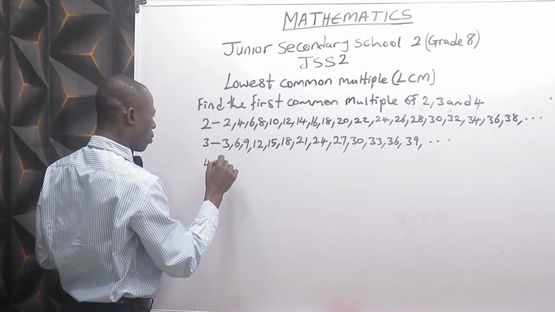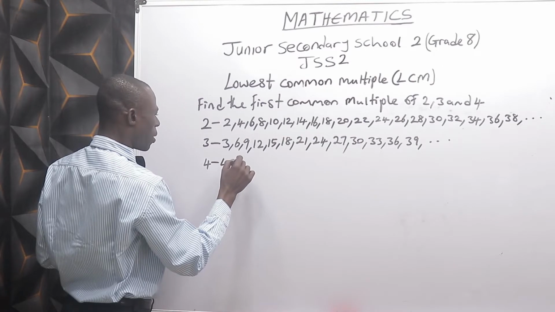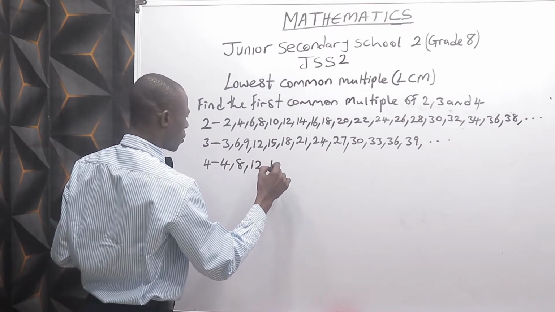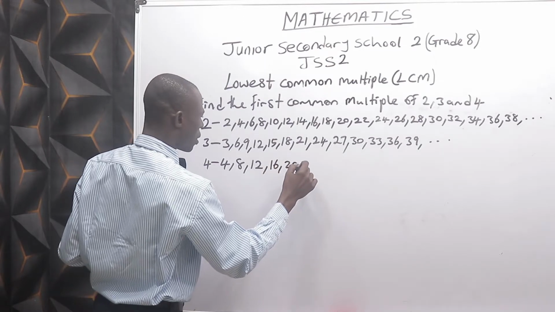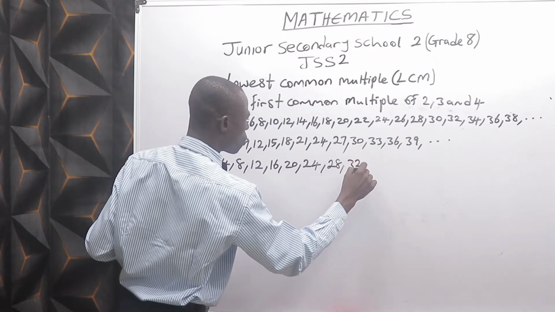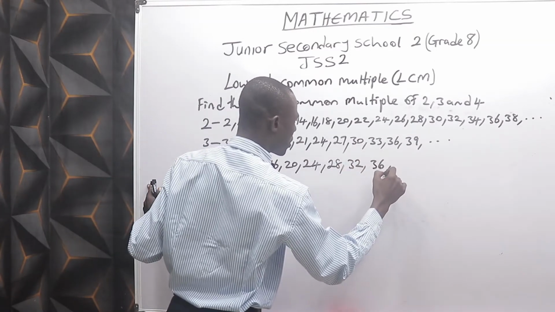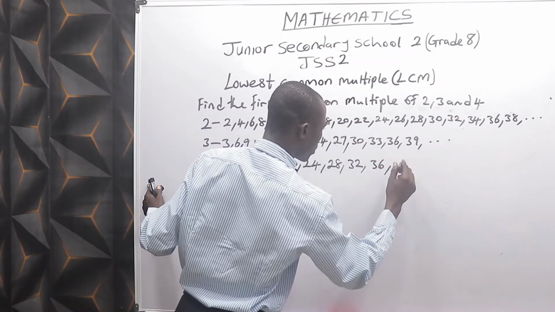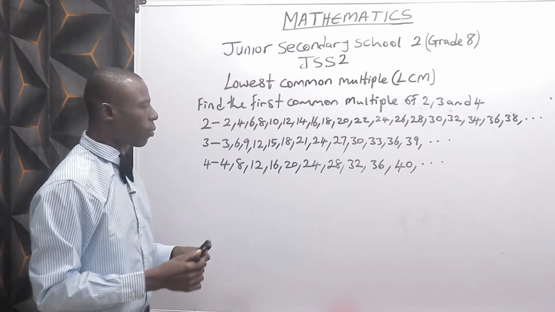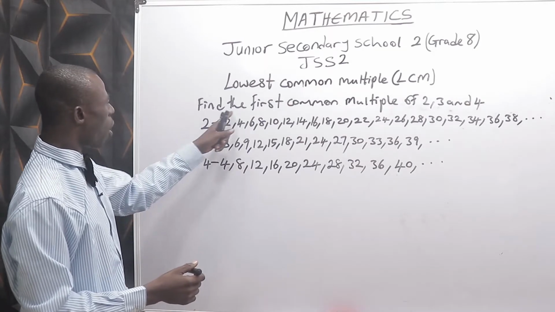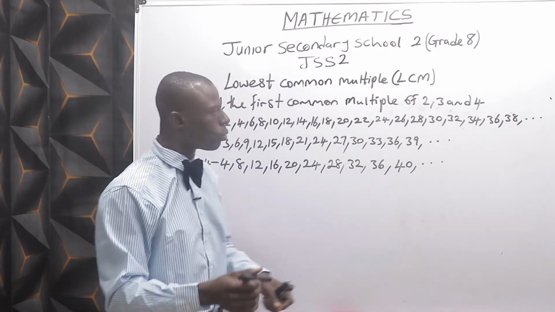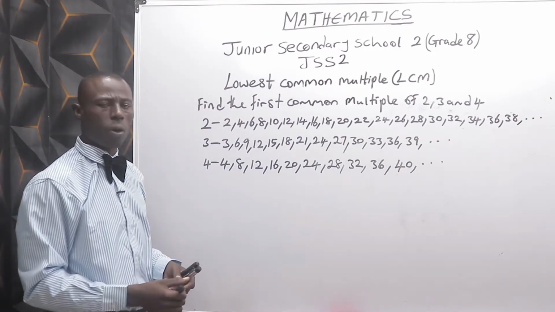Multiples of 4: 4, 8, 12, 16, 20, 24, 28, 32, 36, 40, and so forth. And the question asks for the first common multiple of 2, 3, and 4.